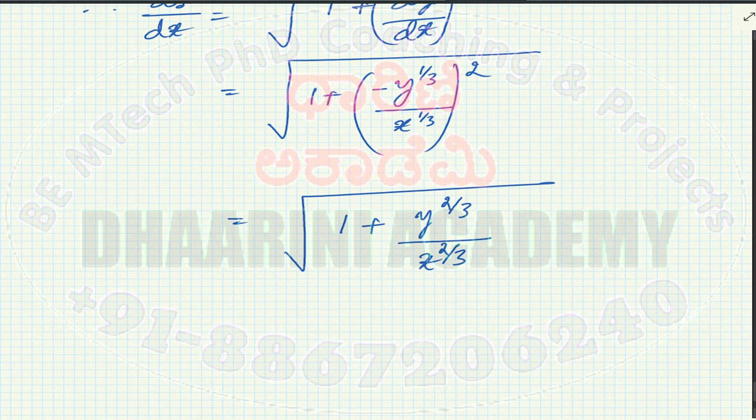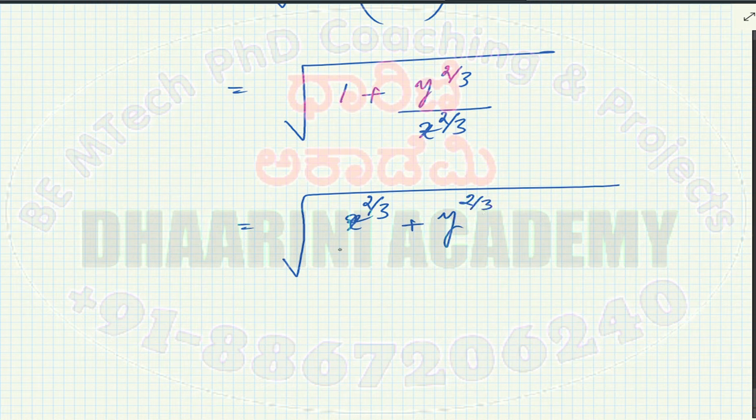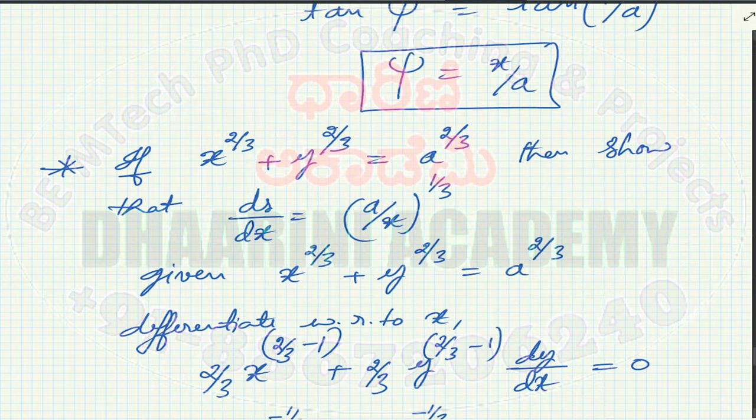Alright, now let's take the common denominator to this term, so that is square root of x to the power 2 by 3 plus y to the power 2 by 3 whole divided by x to the power 2 by 3. Here 1 can be written as x to the 2 by 3 by x to the 2 by 3. Now, since you have taken the common denominator, let us try to substitute something for this from what is given. If you see, x to the 2 by 3 plus y to the 2 by 3 is nothing but a to the 2 by 3.